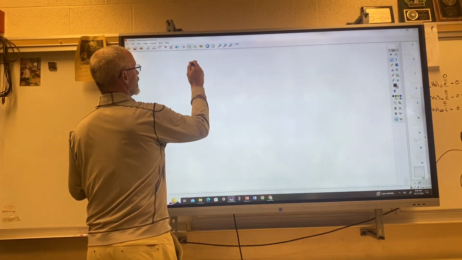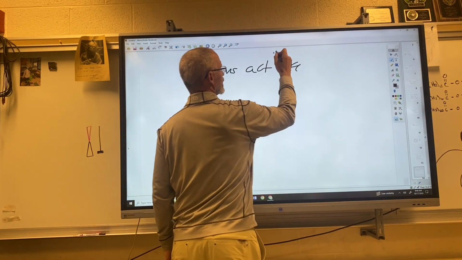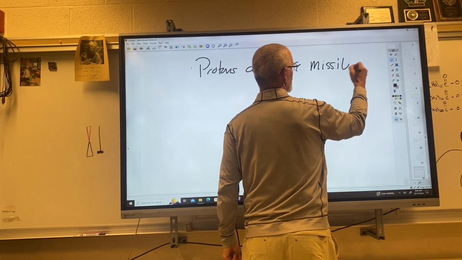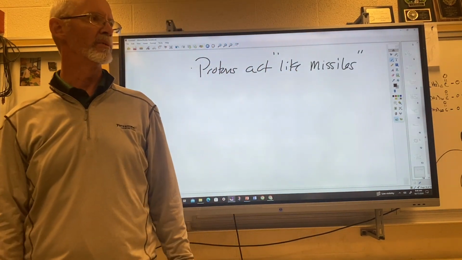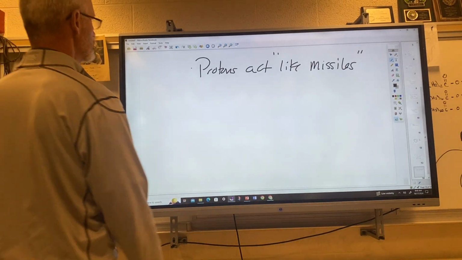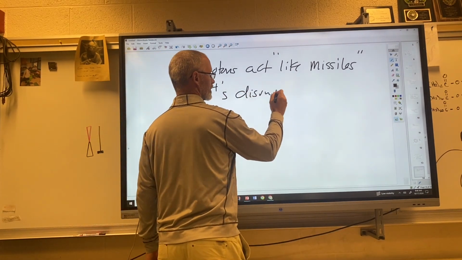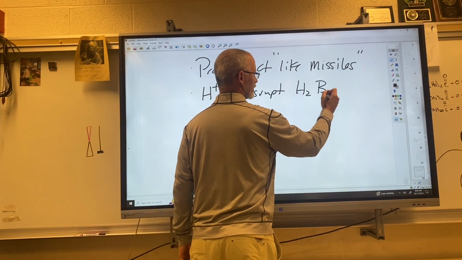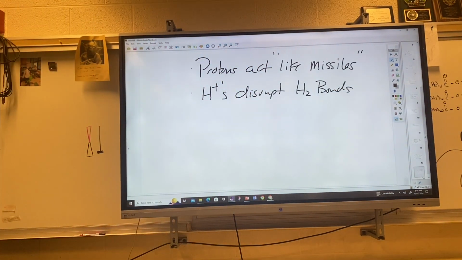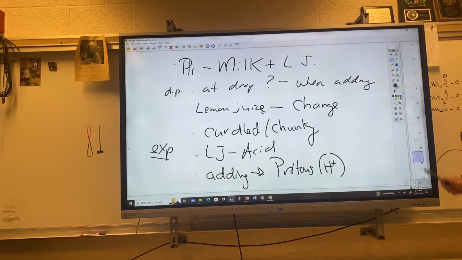When you put them in there, the protons act like, this is my terminology, this is not science, missiles. Because how are protons moving in solution? At high rates of speed, right? They go everywhere. Those protons disrupt hydrogen bonds. They disrupt the hydrogen bonds.